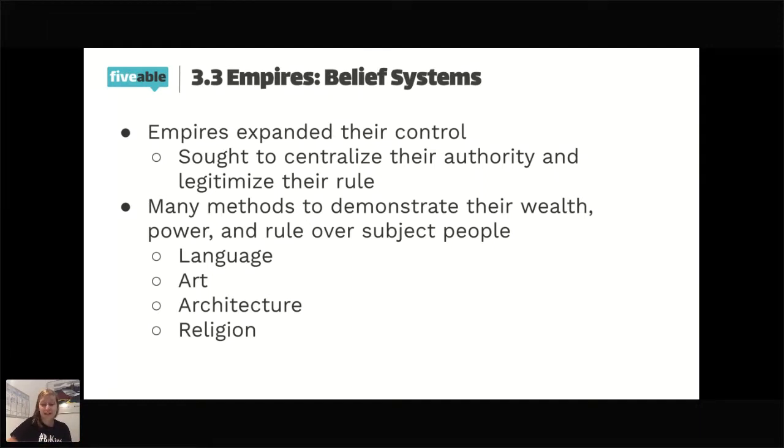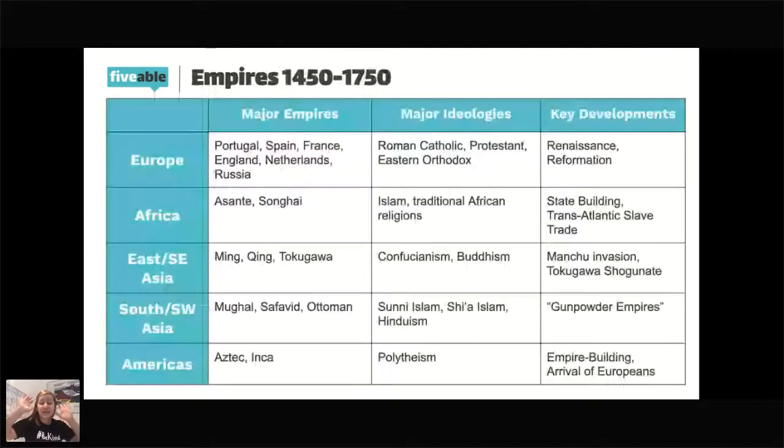So let's get a good overview of this. Here's a huge chart. I would screenshot this, I would take a picture of this, because this is a great overview chart for empires 1450 to 1750. I divided it by region, and when we get into the notes, it's by region as well. So here are our major empires. This is not an inclusive list, but these are our major empires and some of the ones I'm going to be talking about today. Then their ideologies that they practice.